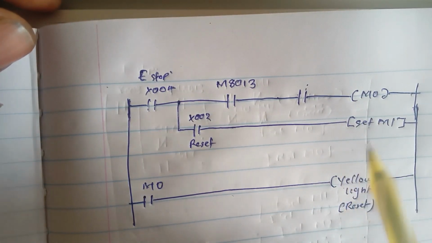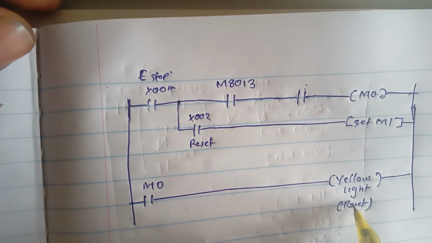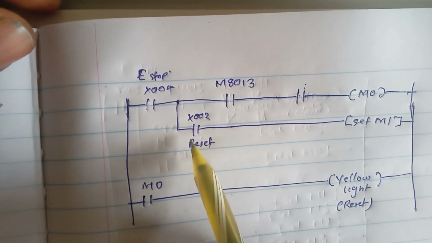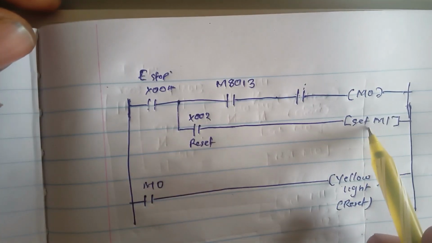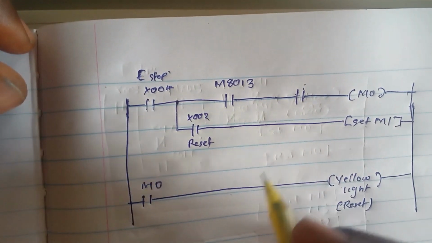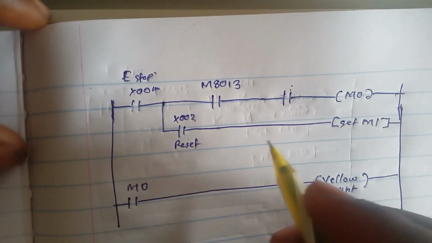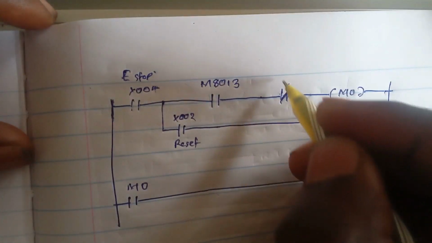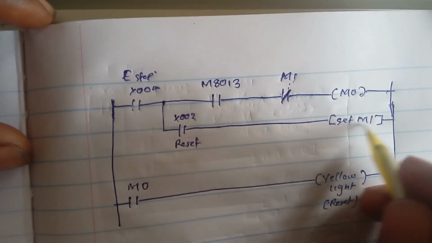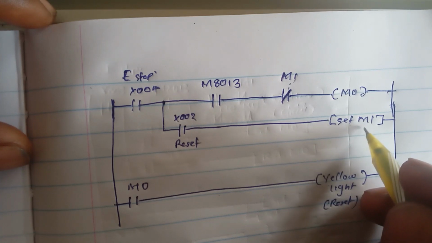And that's where this condition comes in. This condition, we can add a normally closed condition of M1, so as to act oppositely with the on value or the true value of M1.